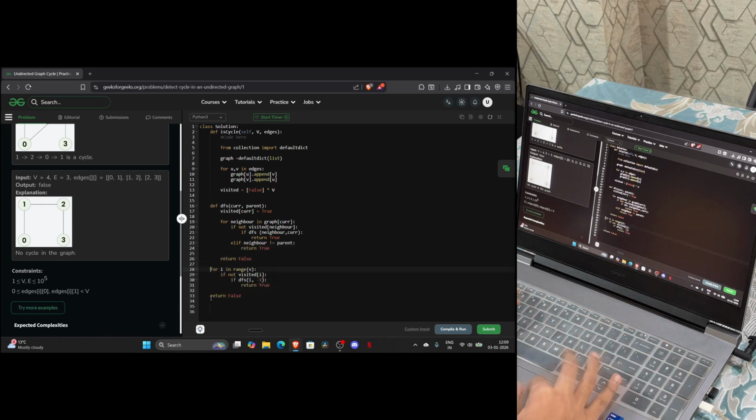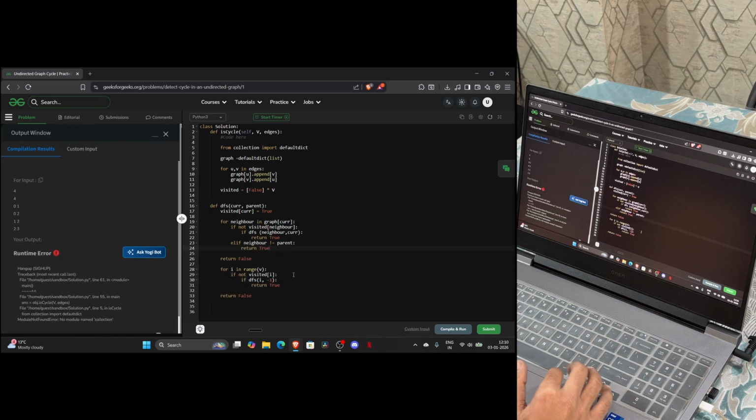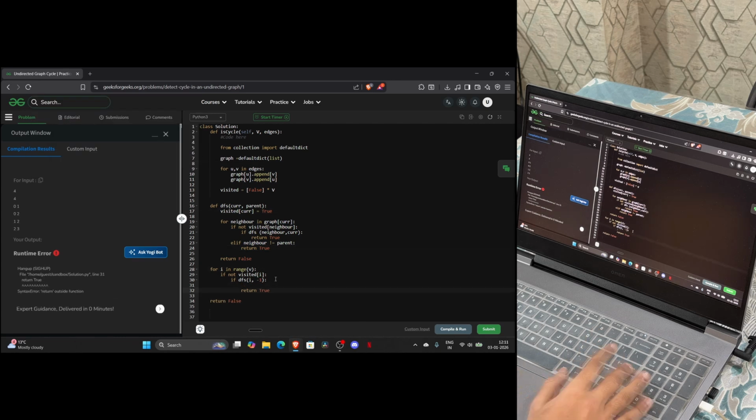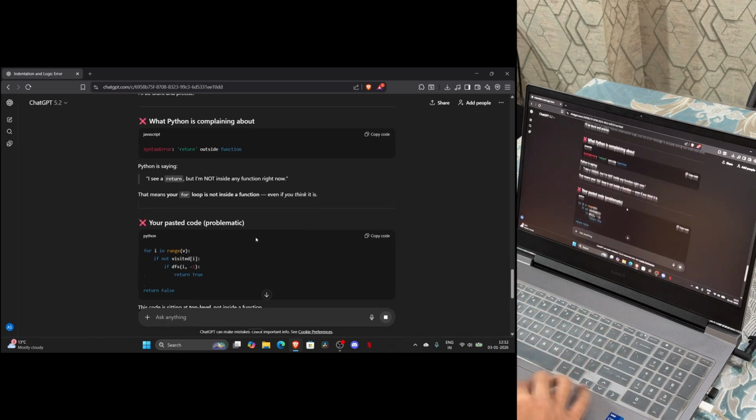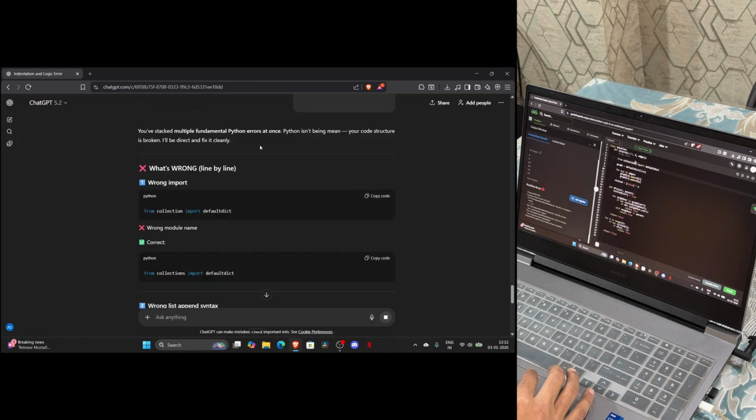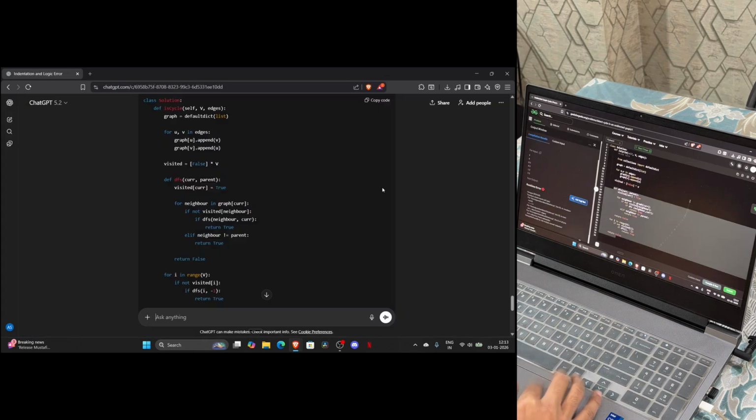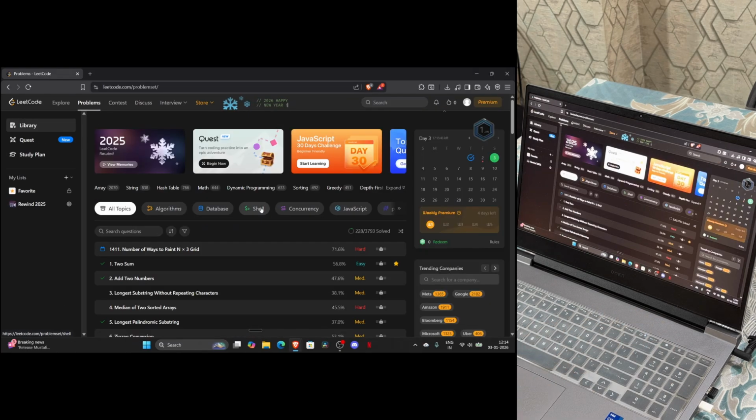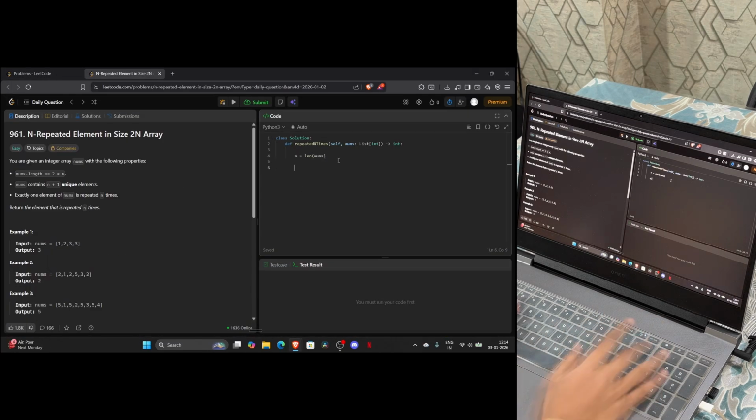I also mentioned an alternative approach using DSU. Each node starts in its own set, and for every edge, u v, if both nodes already belong to the same set, a cycle is detected. Otherwise, the sets are merged. DSU is fast and clean, while DFS offers better traversal control.